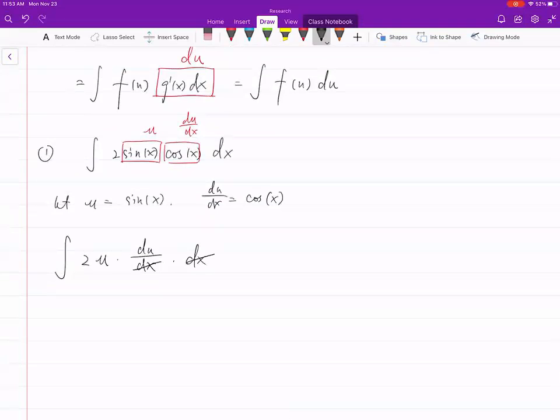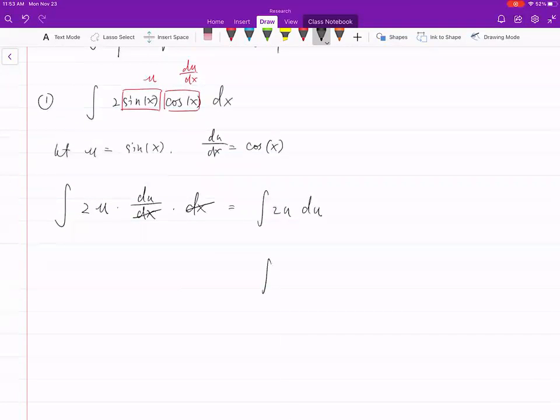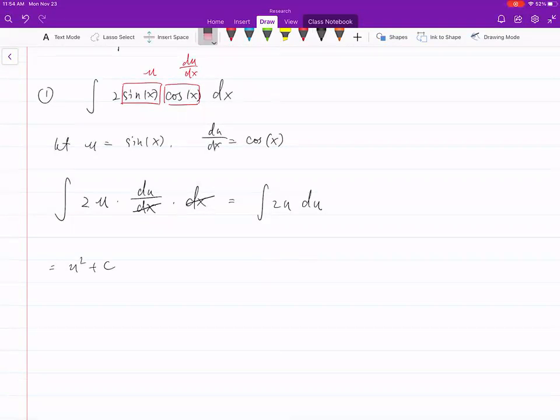Dx cancel. Do you know how to do the antiderivative of 2x? That's going to be x squared. What about 2u du? u squared. Okay, of course, when you finish, put it back. Your u is sine x, so technically it's sine x squared plus c.